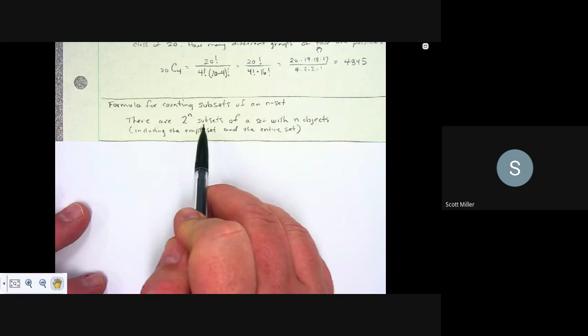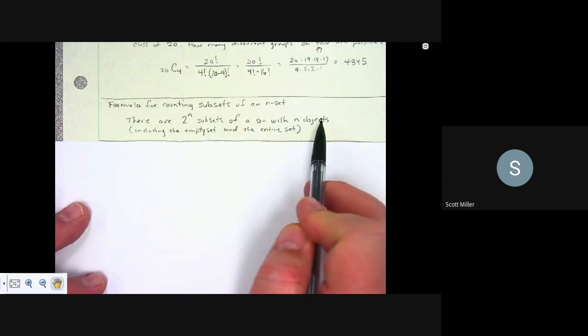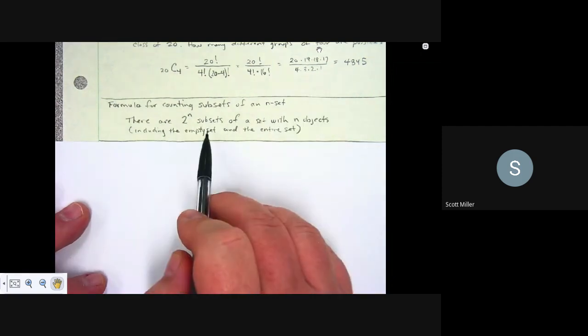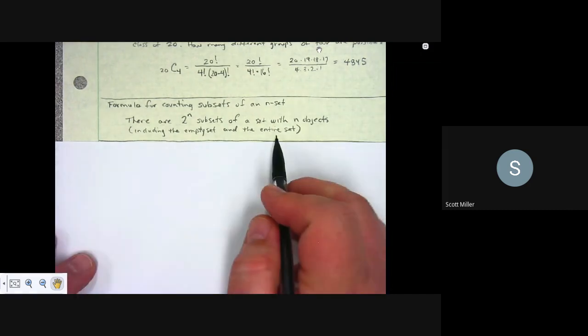The formula for counting subsets of an n-set. In other words, if I have a group of 10 objects or something like that, how many different subgroups can I make? Okay? So how many groups of 1 can I make? How many groups of 2 can I make? How many groups of 3 can I make? And so forth and so on. And there are 2 to the n subsets of a group of n objects. This will include the empty set, so the group that has nobody in it, and then the whole entire group as 1. Okay?